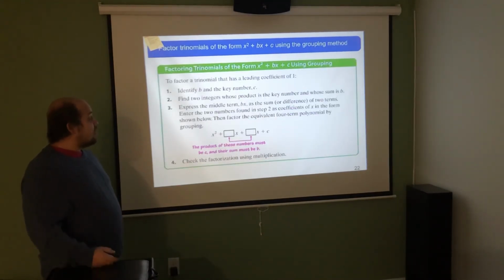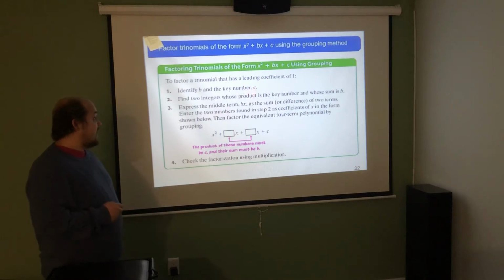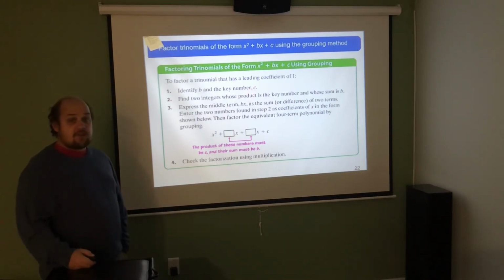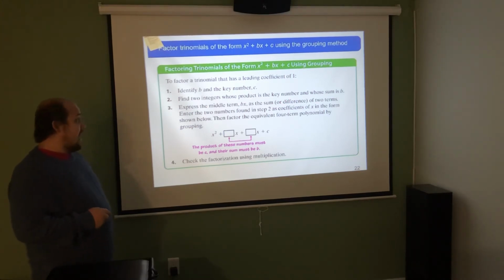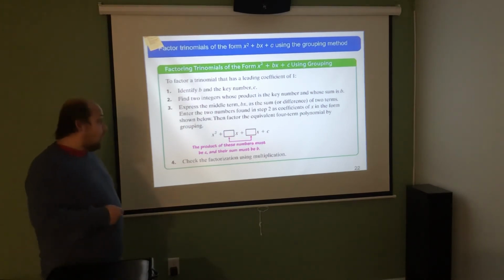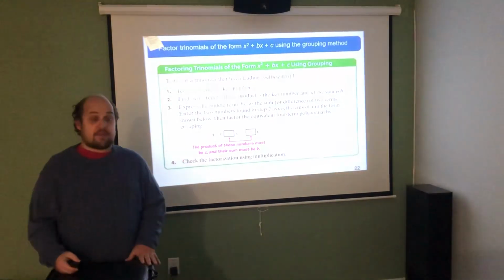So when you're using factoring by grouping, identify B, the thing that the two factors will have to add to, and the key number C that the two factors multiply to. Find the two integers whose product is the key number and whose sum is B. Express the middle term bx as the sum or difference of two terms. Enter the two terms like this, where you're splitting that middle term that used to be there. Once you then factor by grouping and get a correct answer, you can always check it by multiplication.